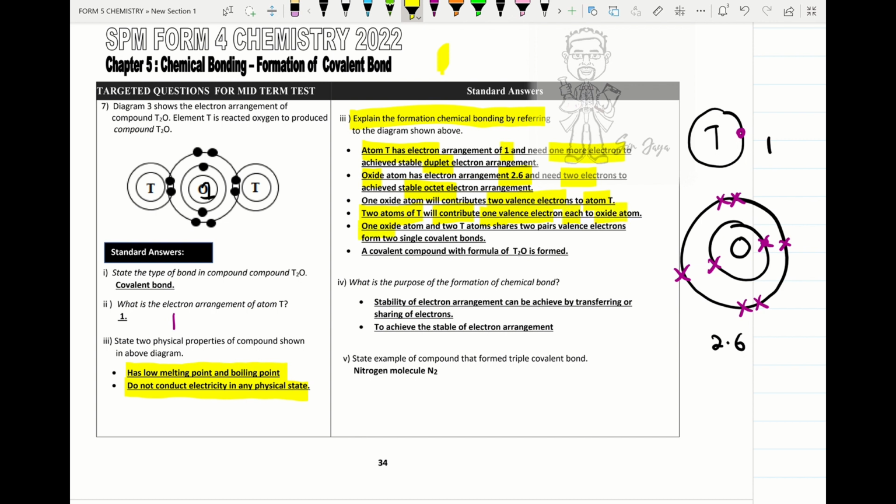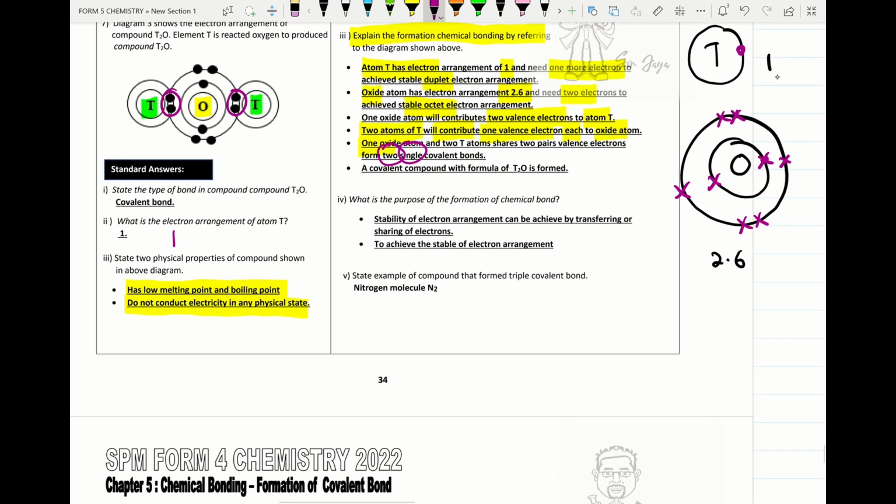So we check the formula here: 1 oxide atom and 2 atoms of T will share a pair, and 2 pairs. 2 pairs of valence electrons form 2 single covalent bonds. Alright, so a covalent compound with the formula T2O is formed.